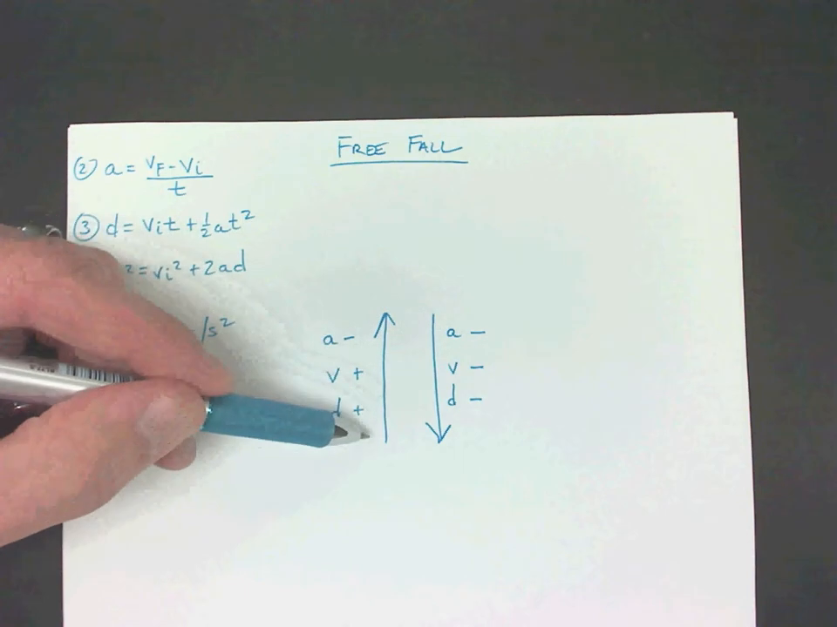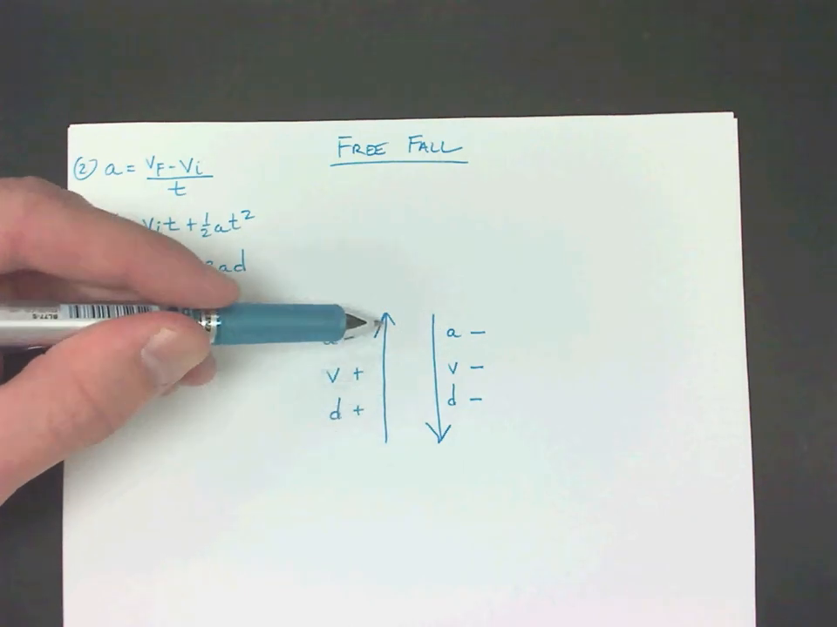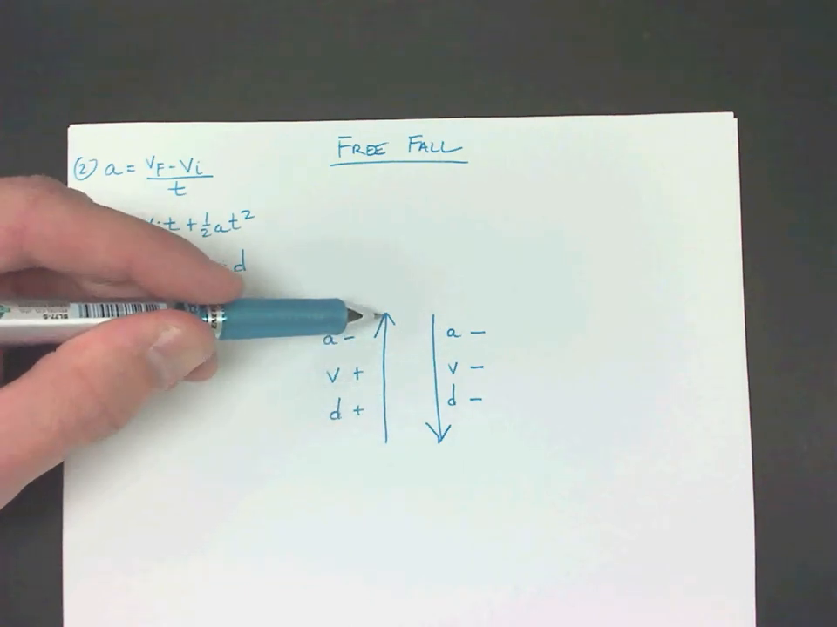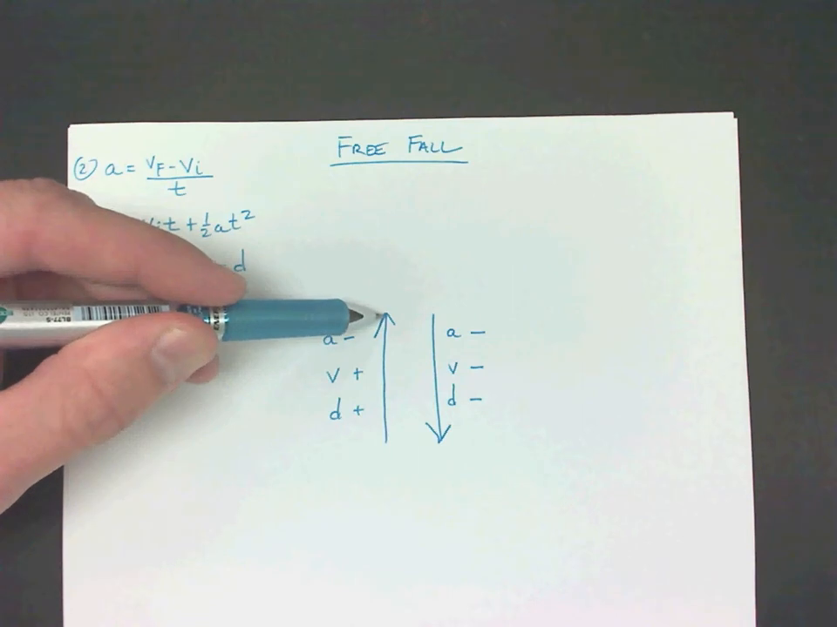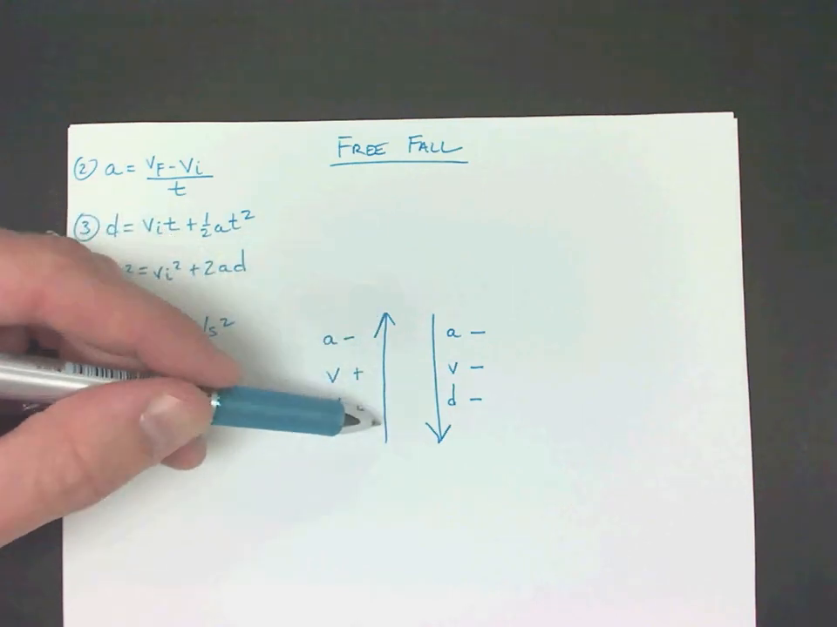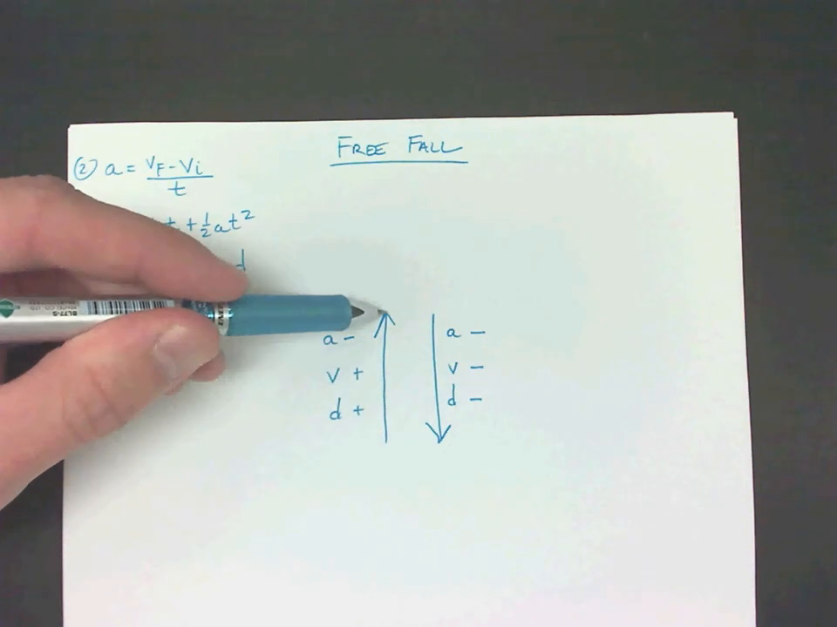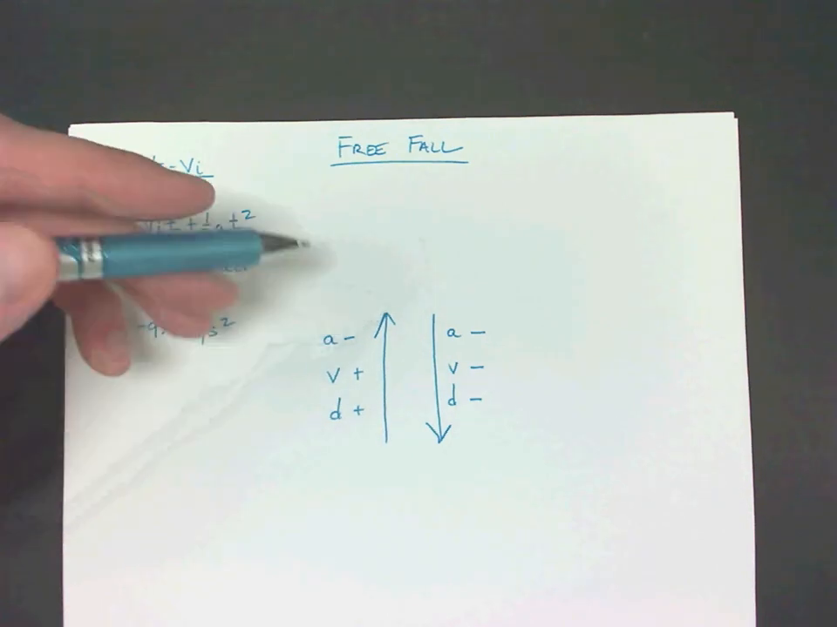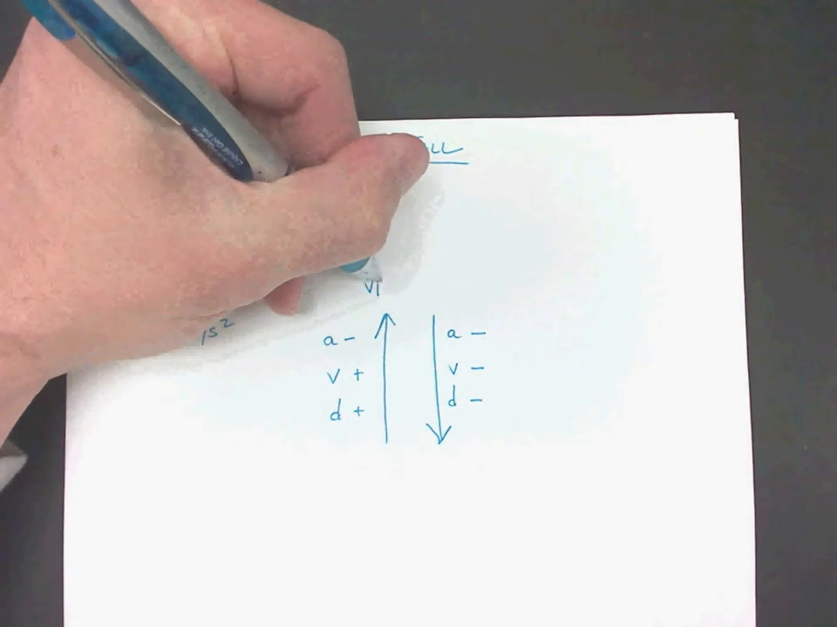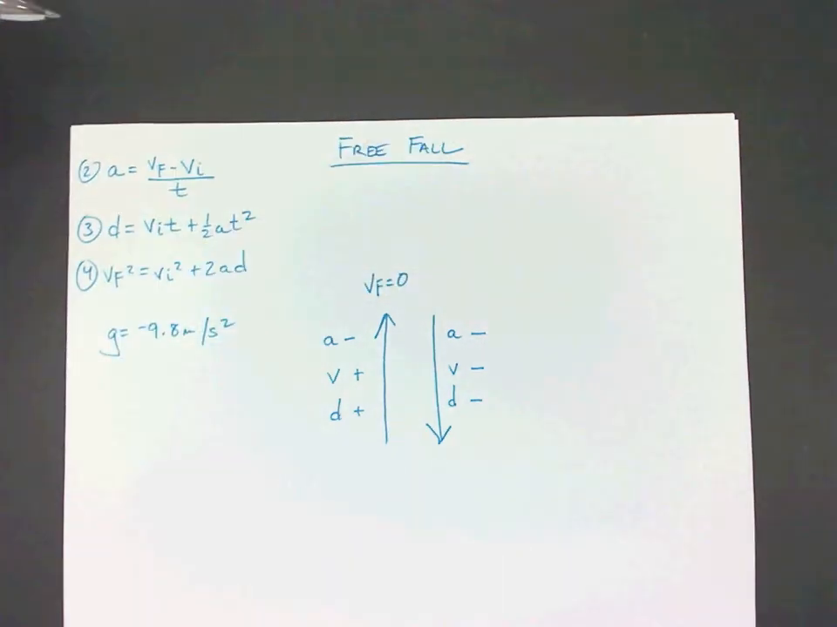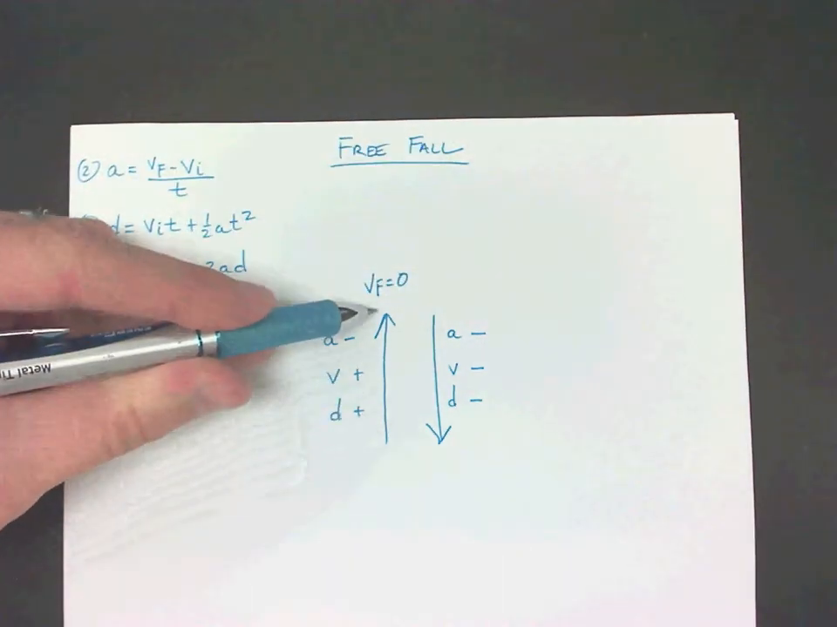It's going to slow down, slow down, slow down, and then right as it gets to its highest point, it actually stops before it starts to fall back down. And so if you're just looking at something that's thrown straight up into the air, we can look at this point right here, and we can say that the final velocity of that object is 0 because it comes up and stops before it comes back down.